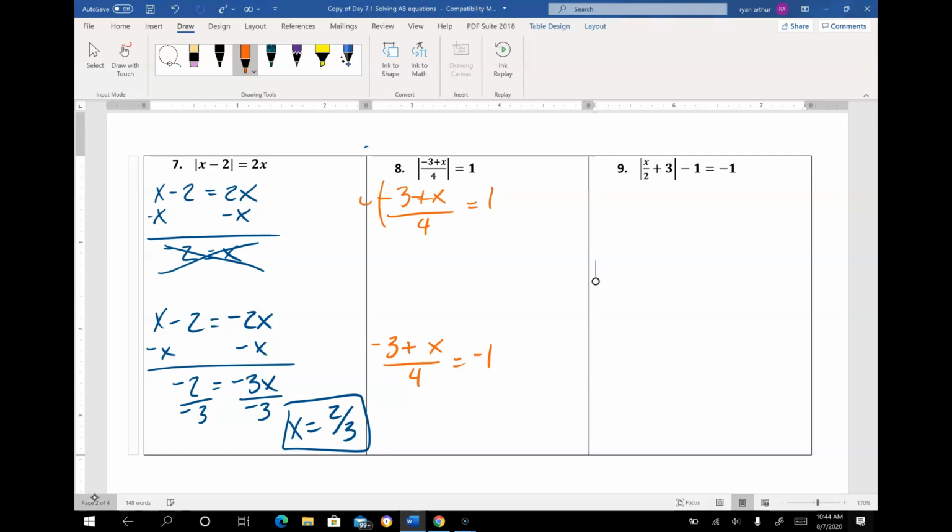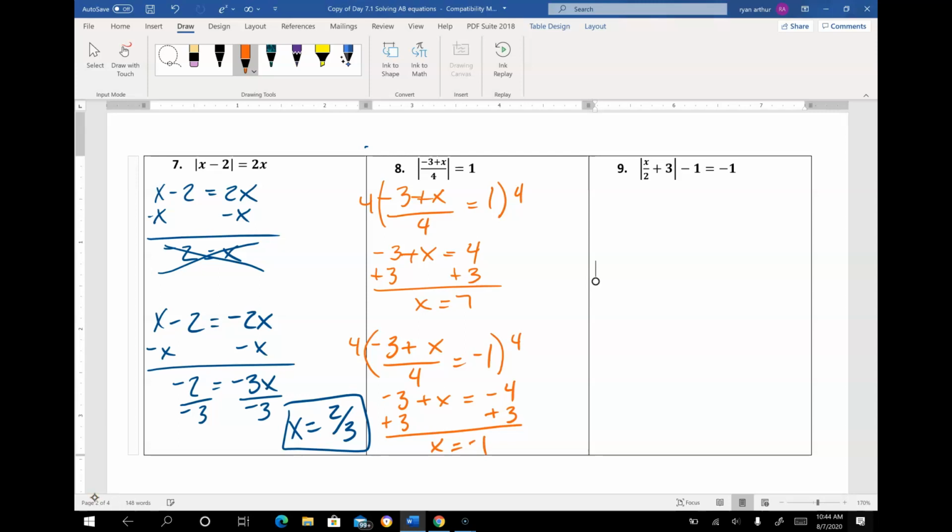So we're going to multiply both sides by 4. We get negative 3 plus x equals 4. You need to get rid of that negative 3, so we're going to add the 3 to both sides. And we get x to be 7. Okay? Same steps for the second case. Multiply both sides by 4. I get negative 3 plus x equals negative 4. Add the 3 to both sides. And I get x to equal negative 1.